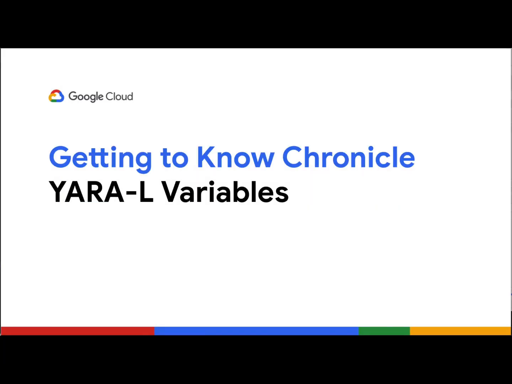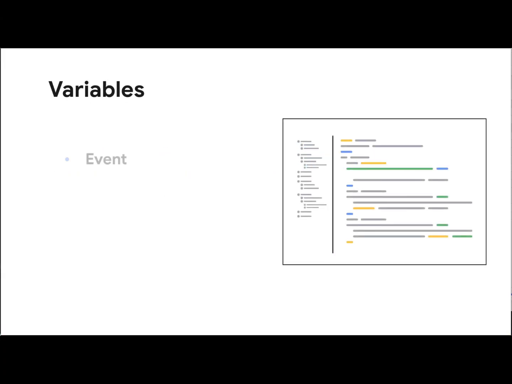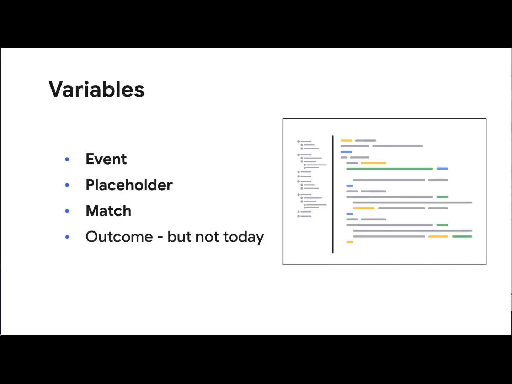Welcome to Getting to Know Chronicle. I'm John Stoner, a member of the adoption engineering team at Google Cloud, and today we're going to talk about YARA-L variables. Now, there are 4 kinds of variables that we use in rules: event, placeholder, match, and outcome. Today, we're going to cover the first 3 and save outcome variables for another time. All variables are referenced with a $ sign followed by the variable name.